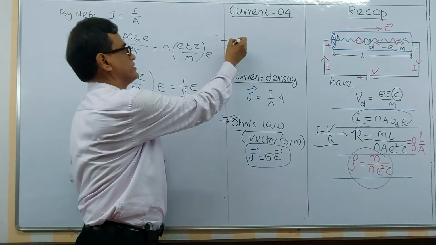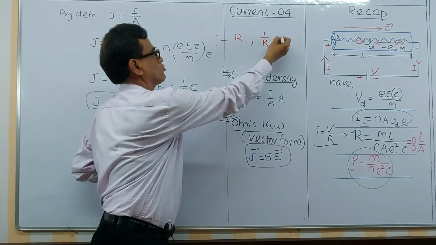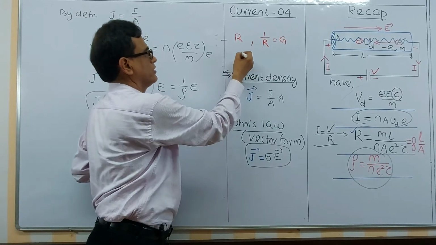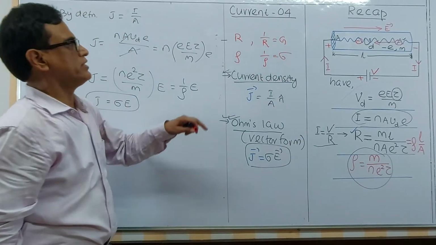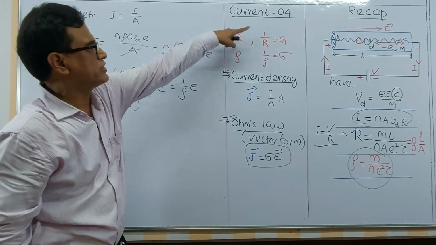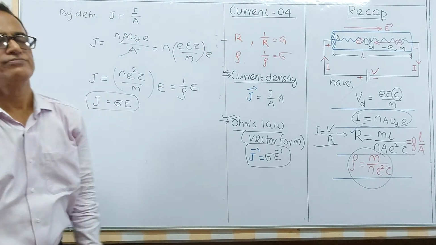The reciprocal of resistance is called conductance. The reciprocal of resistivity is called conductivity. If you know the unit dimension of this, you can find this.